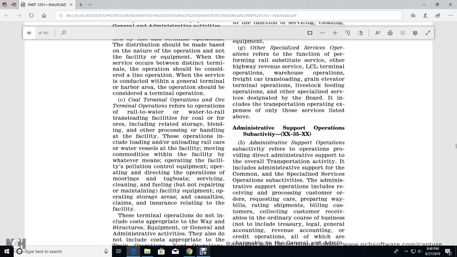Administrative support operation sub-activity, XX35XX. Administrative support operations sub-activity refers to the operation providing direct administrative support for the overall transportation activity, including the administrative support for the common specialized operations sub-activity.